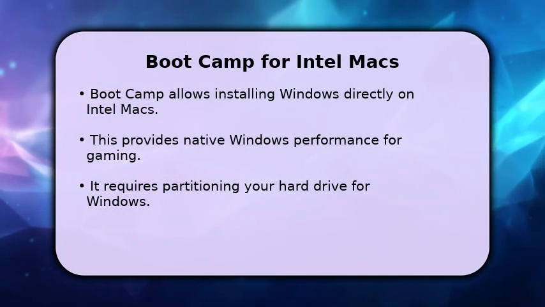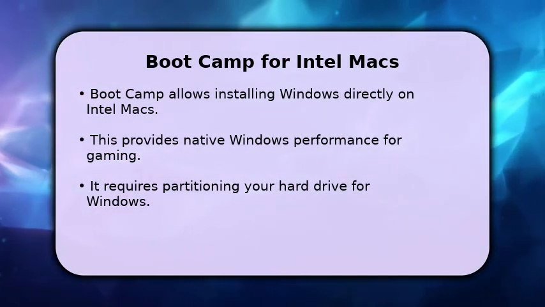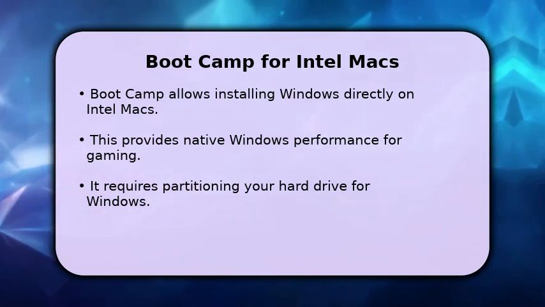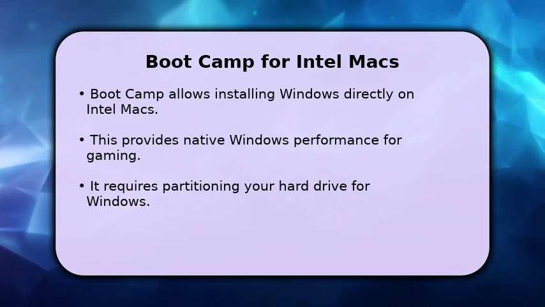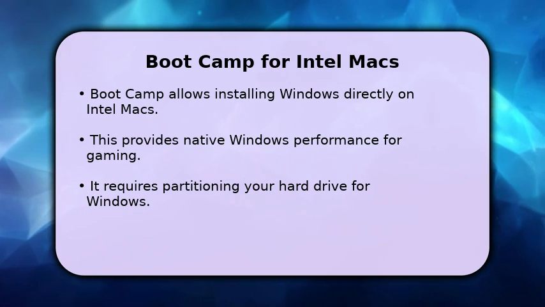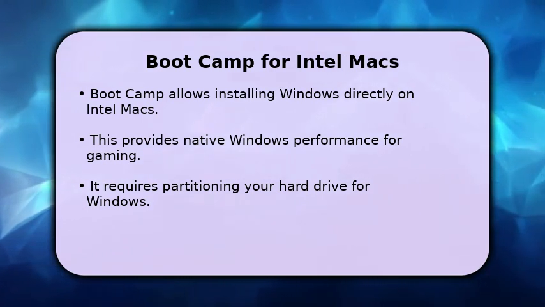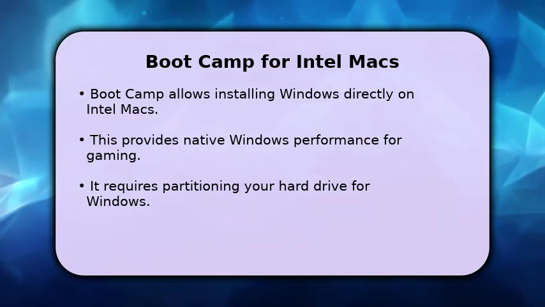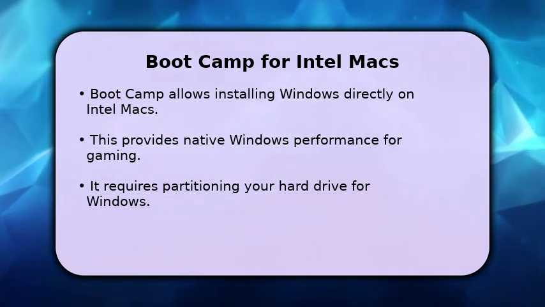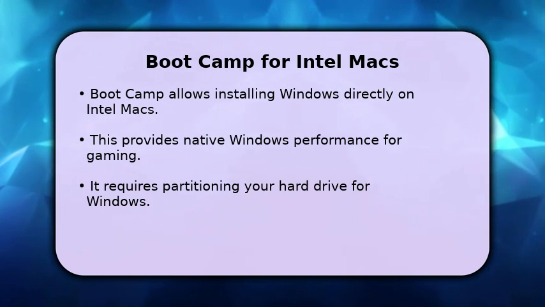For those with Intel-based Macs, Boot Camp offers the best performance by allowing you to install Windows directly onto your computer's hard drive. This creates a dual boot system, letting you switch between Mac OS and Windows. You will need to partition your drive, allocating at least 100 gigabytes for Windows. Remember, this method is exclusively for Intel Macs and is not supported on newer Apple Silicon models.